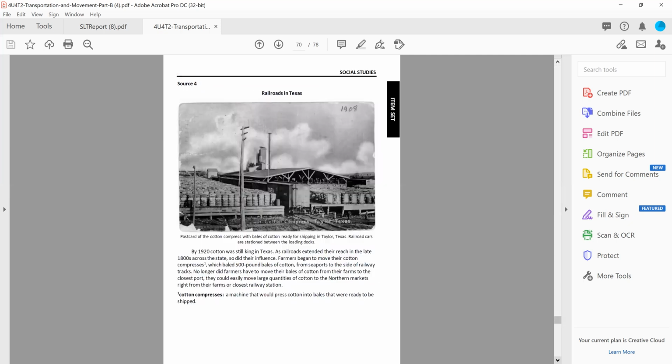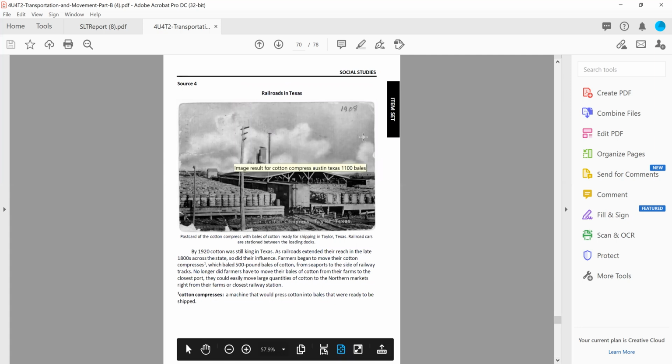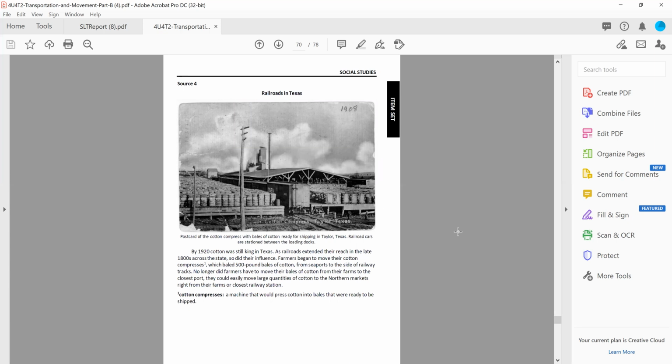Went back too far. Source 4, railroads in Texas. This picture was taken in 1908. Postcard of the cotton compress with bales of cotton ready for shipping in Taylor, Texas. Railroad cars are stationed between the loading docks. By 1920, cotton was still king in Texas, as railroads extended their reach in the late 1800s across the state. So did their influence. Farmers began to move their cotton compresses, which was a machine that would press cotton into bales that were ready to be shipped.